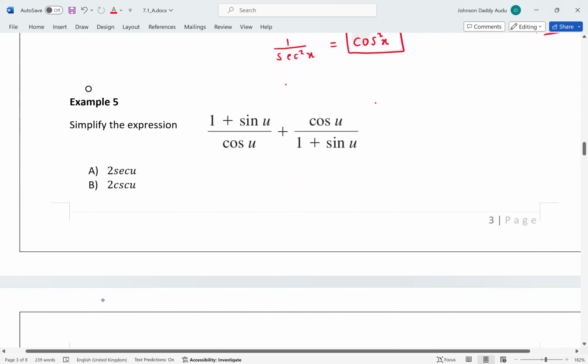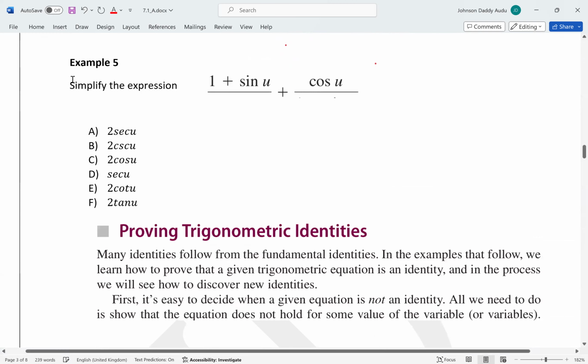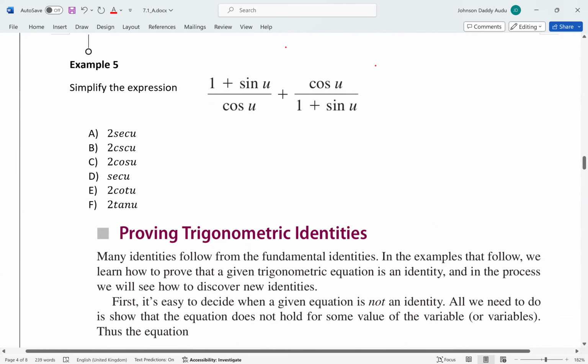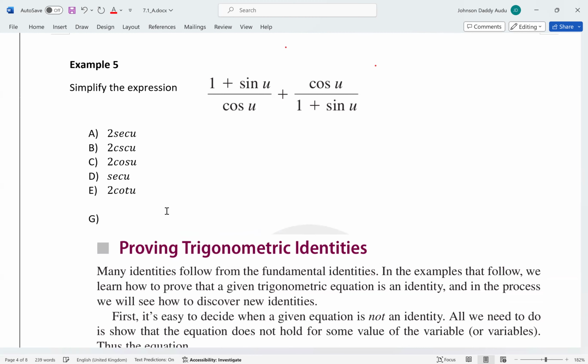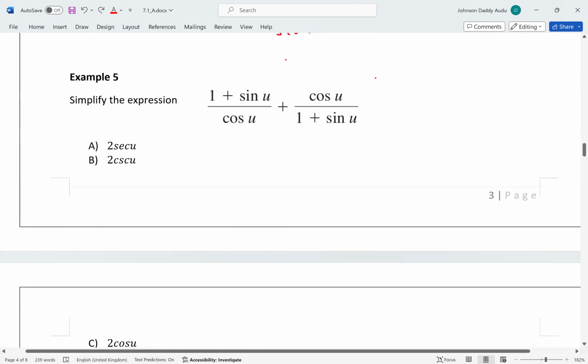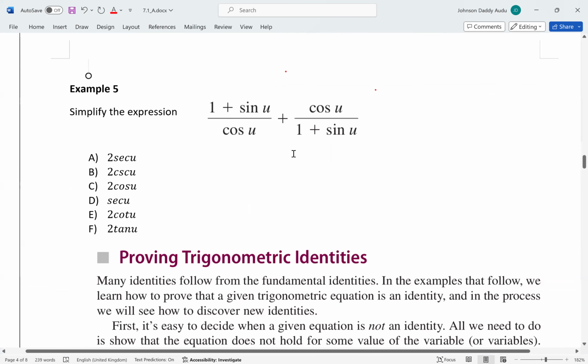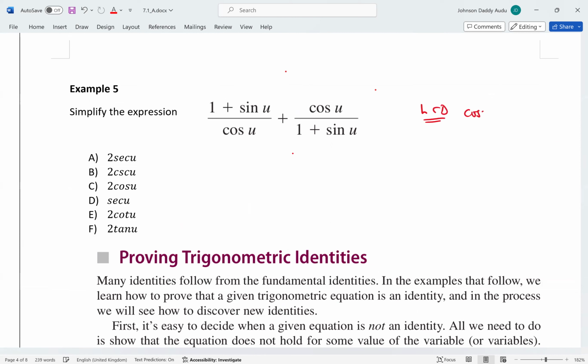Then number 5. Number 5, also simplify the expression 1 plus sine of u, right? So this also is similar to what we've done before. All we need to do is to use the LCD. Let's see. So what is the LCD in this case? It's just cosine of u multiplied by 1 plus sine of u.